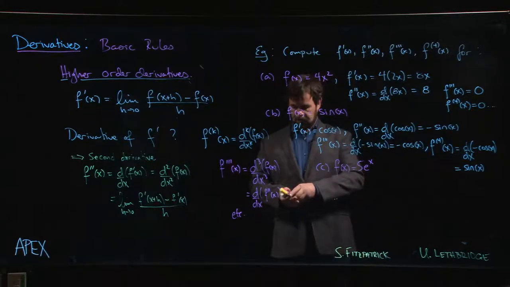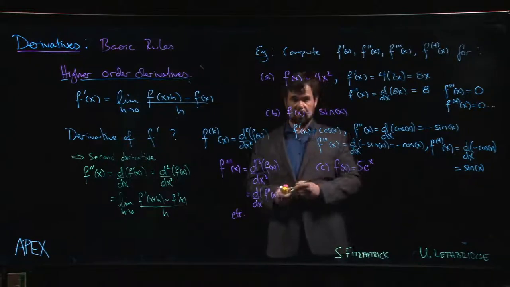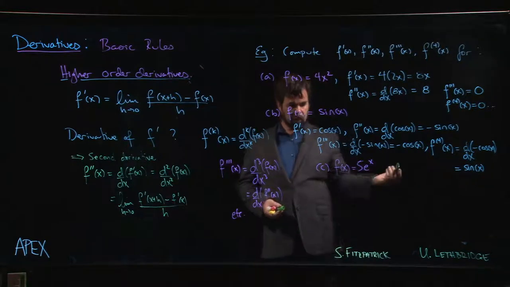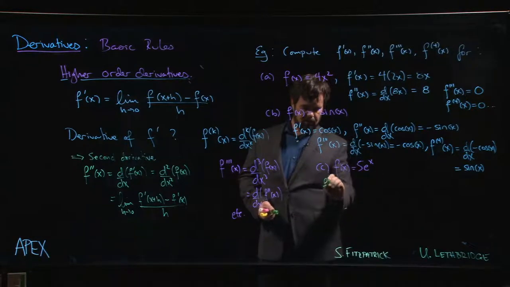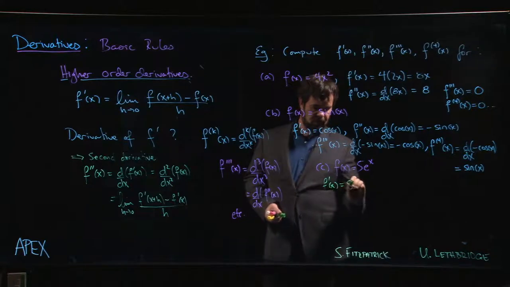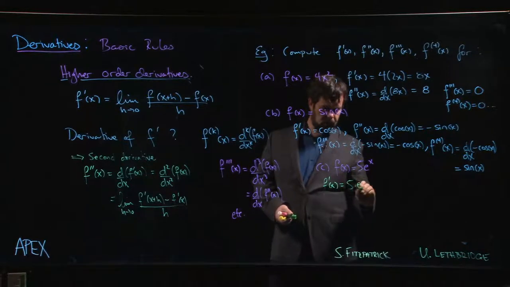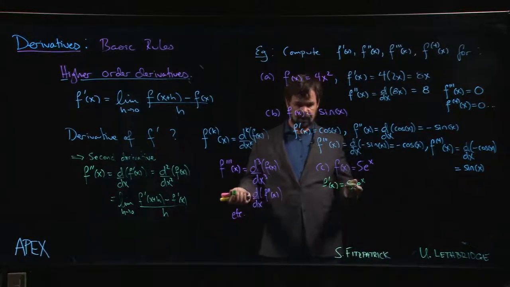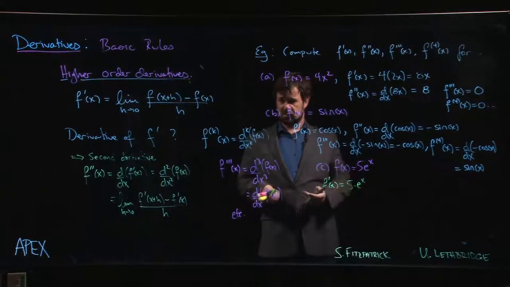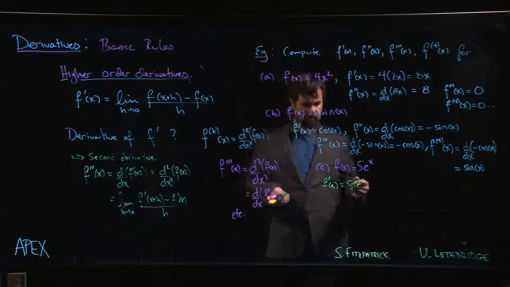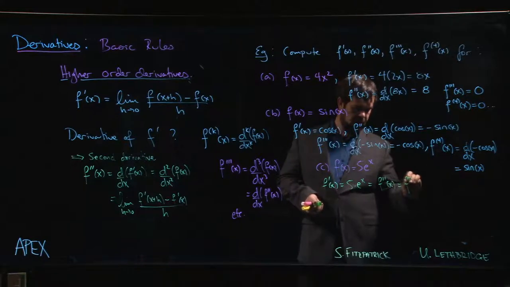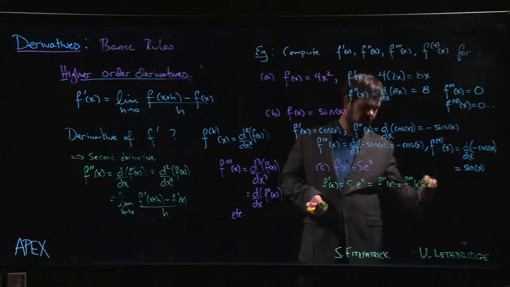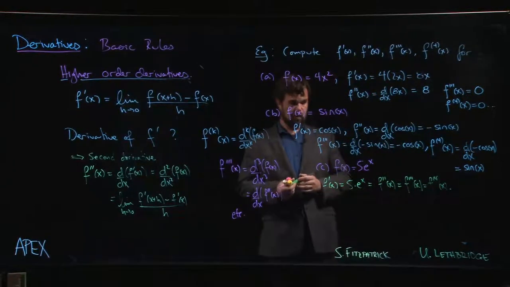Our last one is even simpler because we know that the exponential function is its own derivative, and in fact, any multiple of the exponential function is its own derivative because of the constant multiple rule, right? F prime of x will be 5 times the derivative of e to the x, which is 5 times e to the x, so nothing happens. And if nothing happens when you take the first derivative, nothing's going to happen for the second, third, or fourth derivatives either. So this is also going to be f double prime, and it's going to be f triple prime, and it's going to be the fourth derivative, and the fifth, and the sixth, and so on, right? It's going to be the same result for each one.